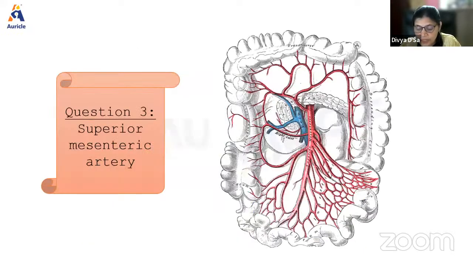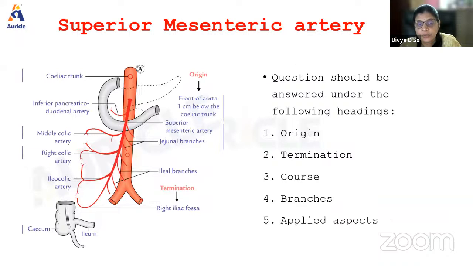The superior mesenteric artery, I already explained the course, so this is just a revision. It begins about 2 centimeters below the celiac trunk. Usually for any artery you should write the origin, termination, course, and branches, and mention any applied aspect. It is overlapped by the body of the pancreas, passes over the uncinate process, crosses the third part of the duodenum, and runs within the mesentery.